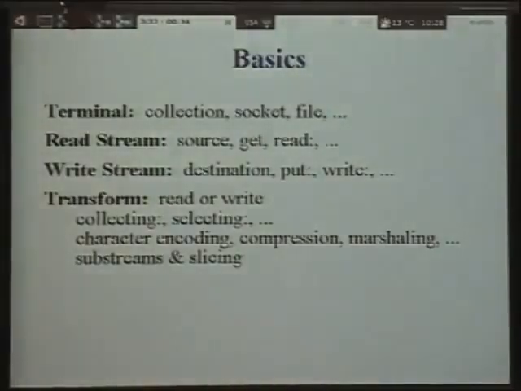We call these streams, where sources or destinations are other streams, transforms, because in general those streams do something with the content going through. Either it's turning it into something else or filtering it, or some more pragmatic transformations are character encodings, compression, all kinds of things. Once you start putting streams on top of streams, you get these stacks of streams. The bottom one we always call the terminal stream, and any of the intermediate ones, including the top one, would generally be a transform stream.